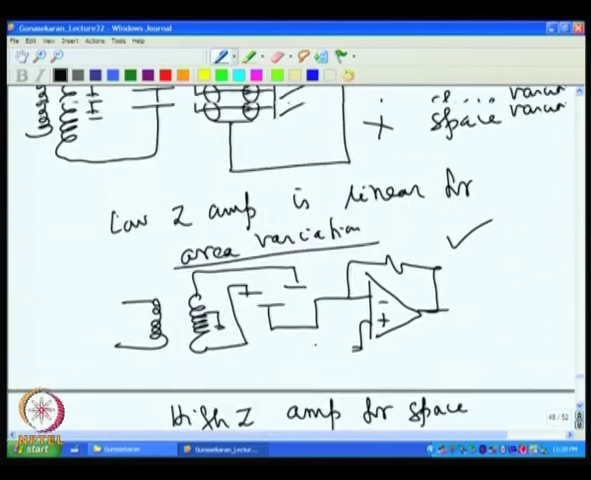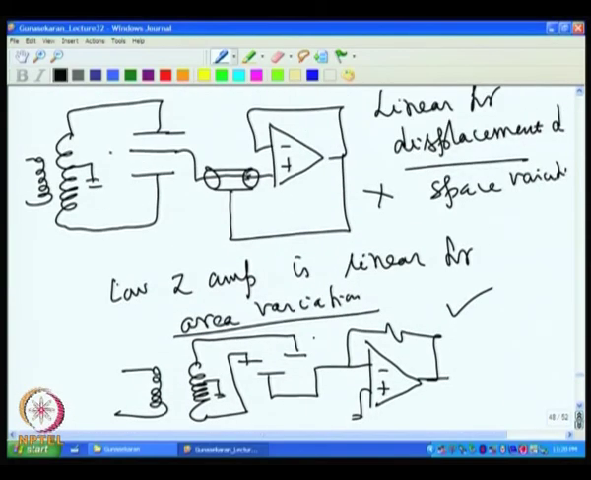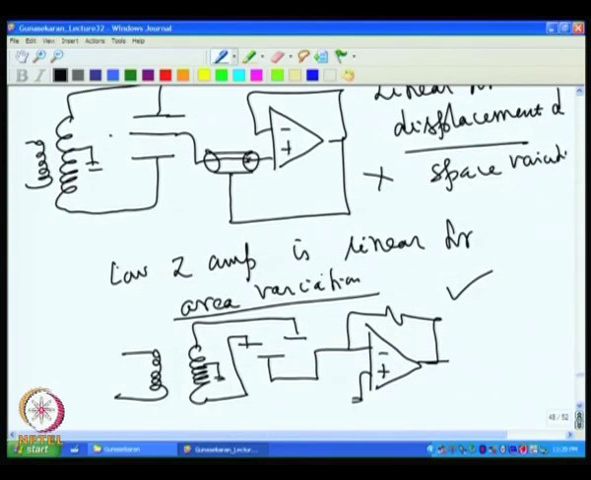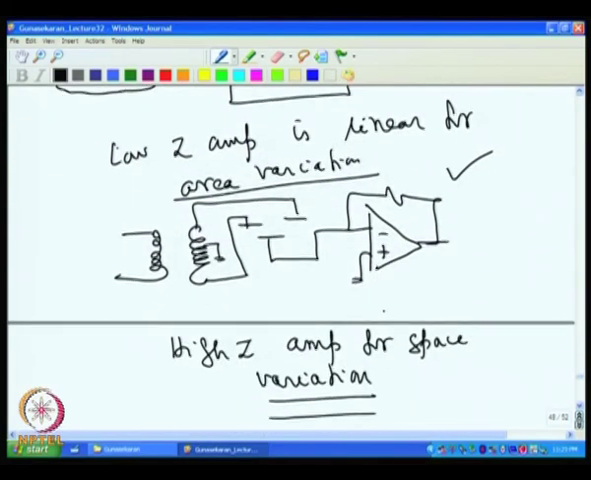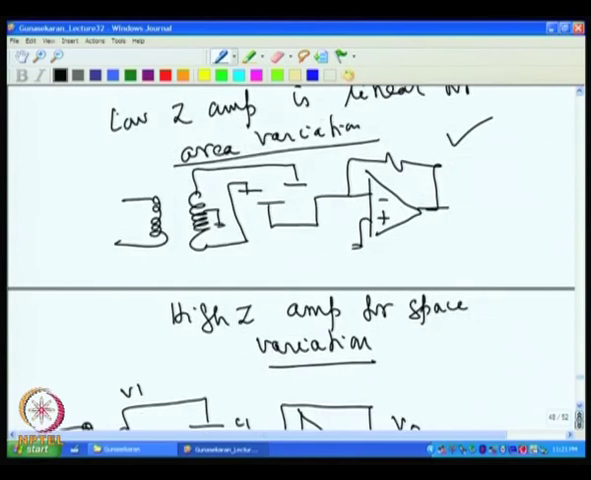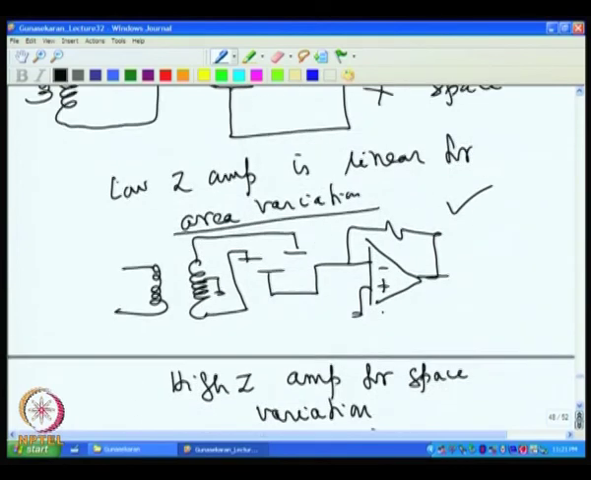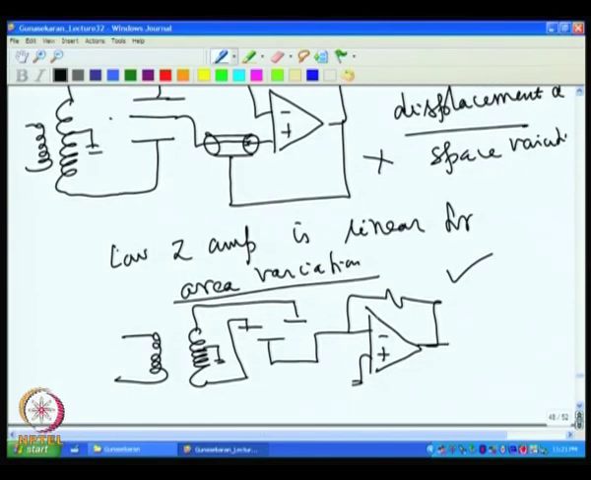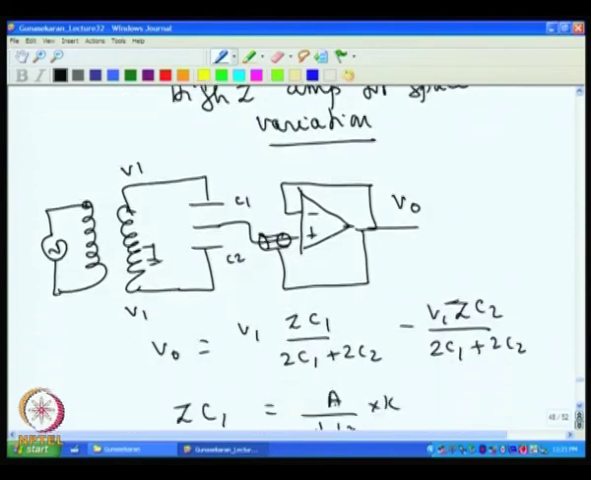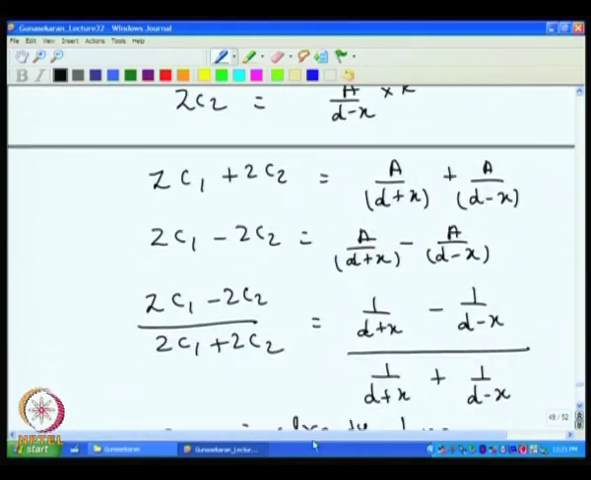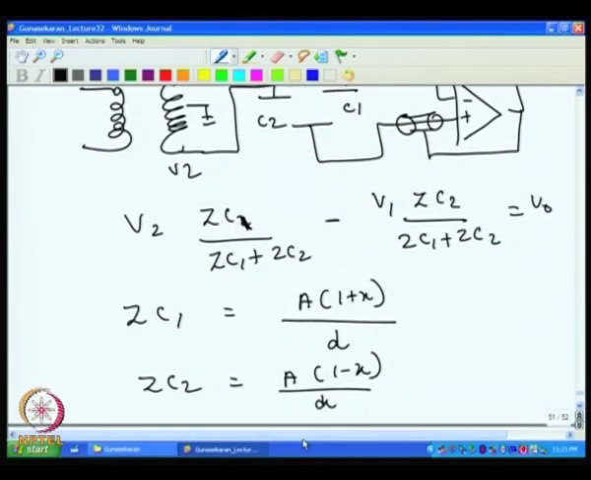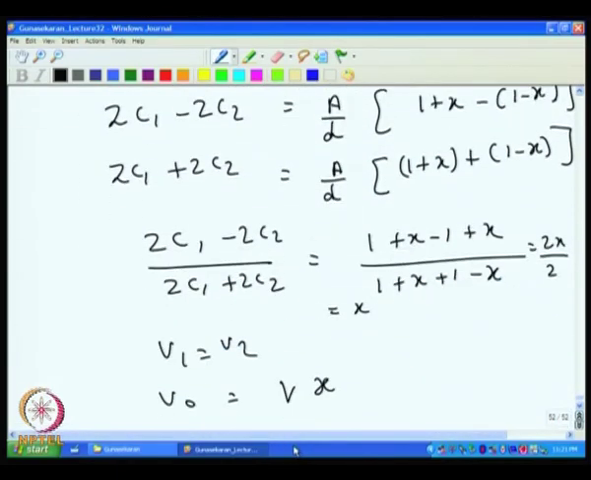I set for space variation, and for space variation it is linear. So, now we are seeing all the 6 circuits, how each one is behaving for displacement. So, I set for area variation, and that turns out to be linear.